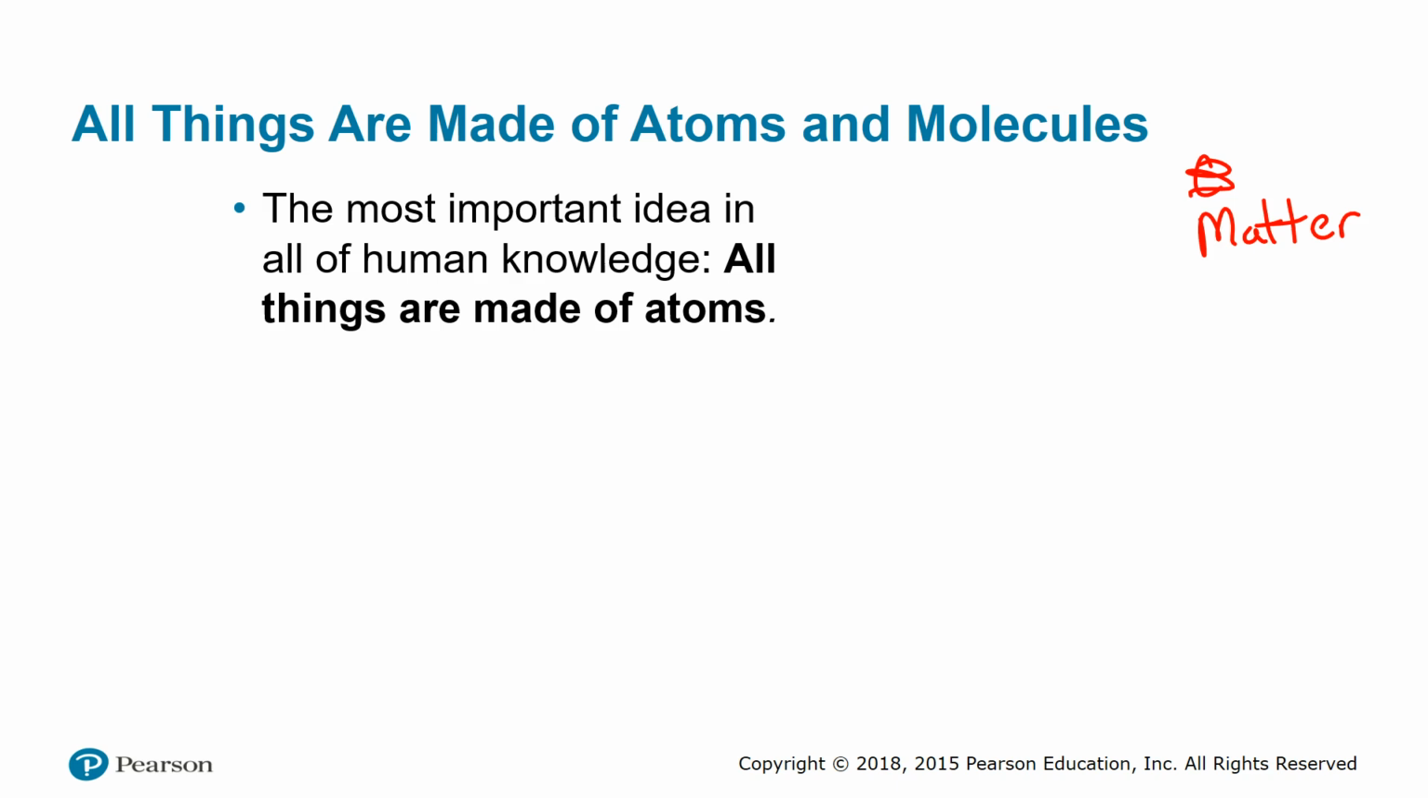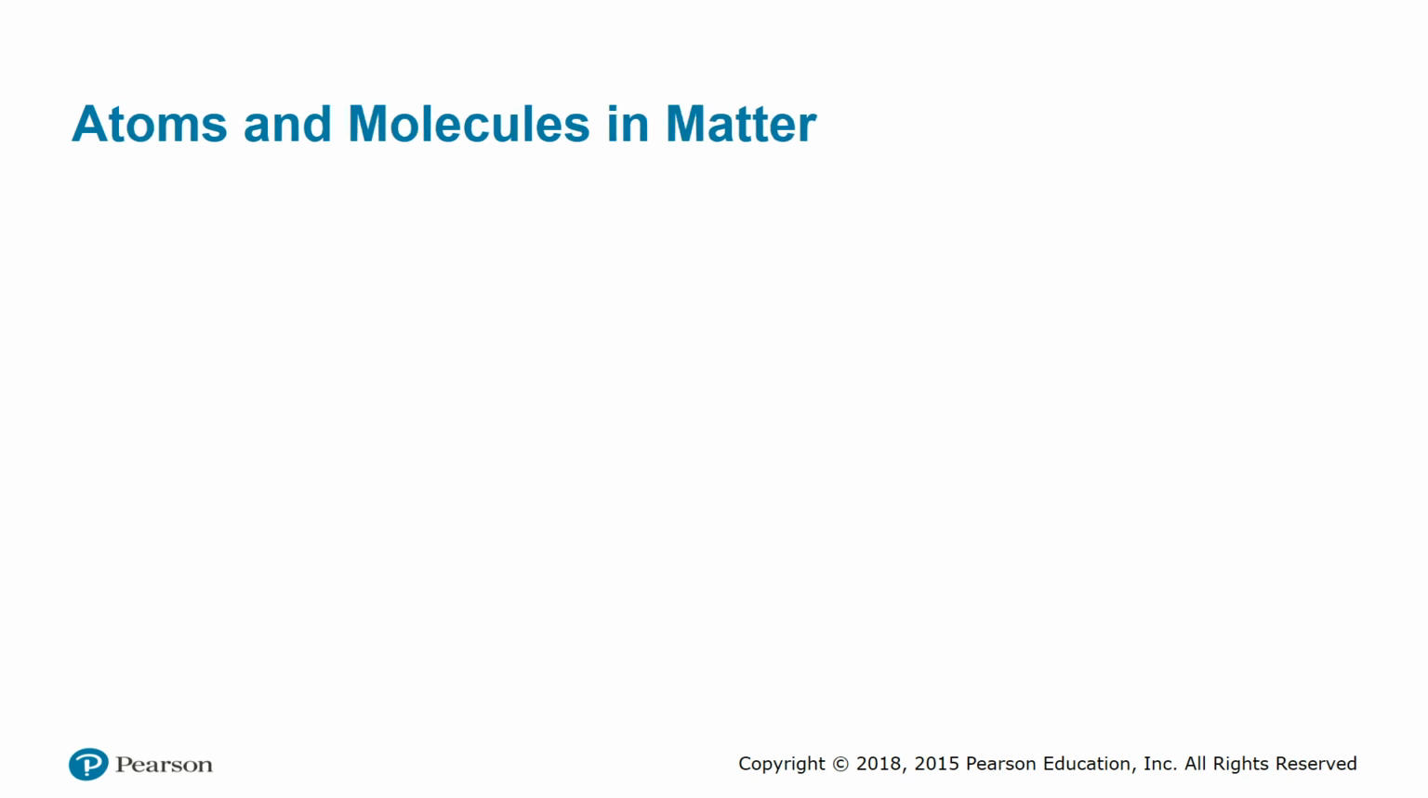All right. So, first idea about an atom. Remember, atoms are very small. We cannot see an individual atom. You can see multiples of atoms.